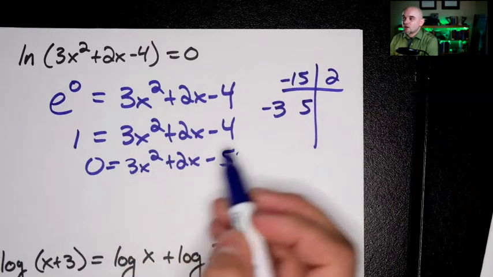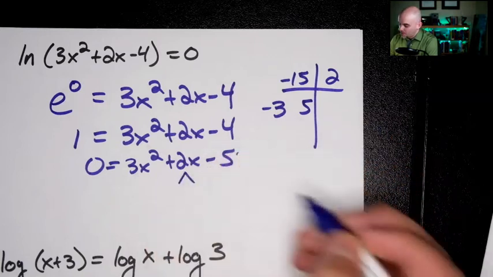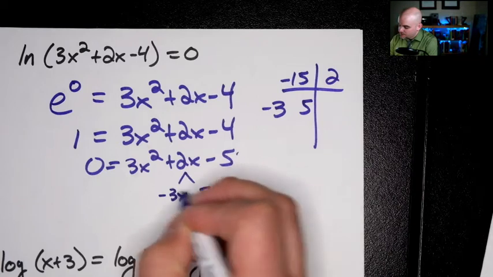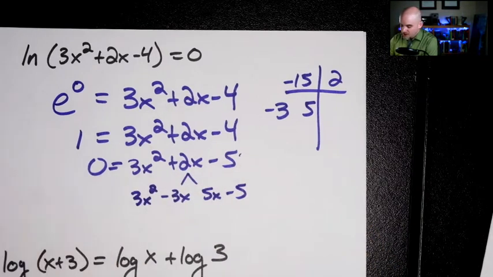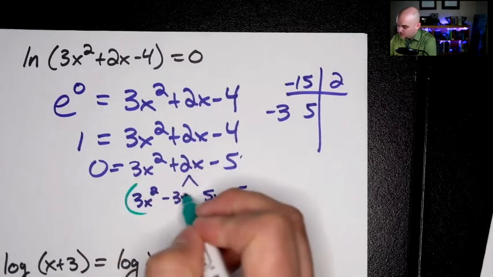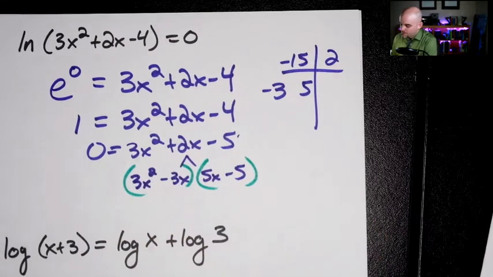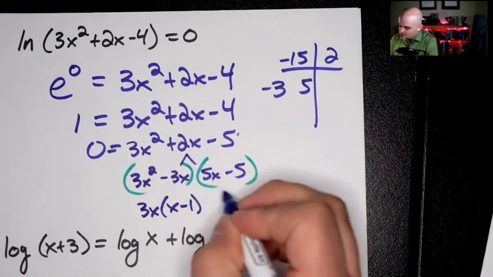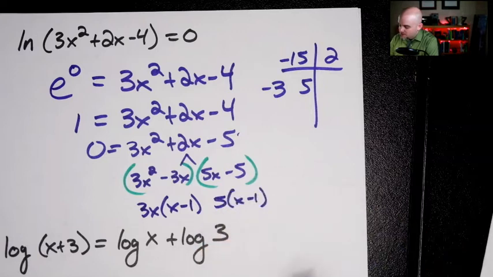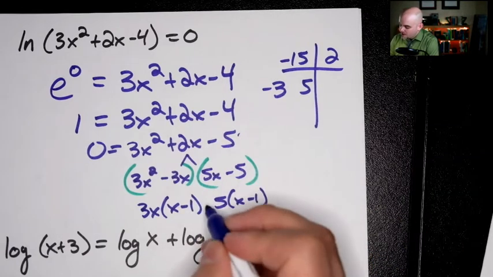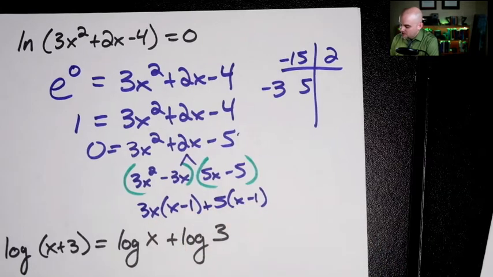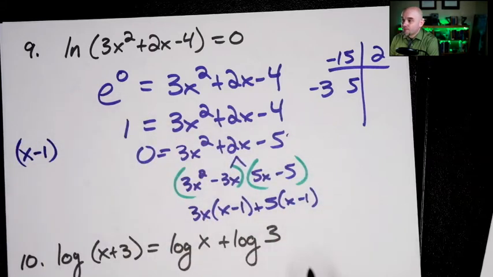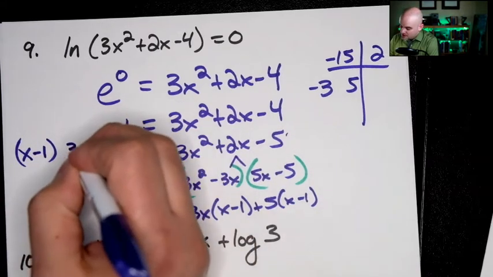I cannot take the shortcut because the leading coefficient is not 1. So I'm going to break that 2x up into negative 3x and 5x, and I'm going to factor by grouping. So I'm going to group these two together and group these two together. Factoring out a 3x here, I end up with x minus 1. Factoring out a 5 here, I get x minus 1. That's what I like to see, those two things to match up. I'm now going to factor out an x minus 1, and that's going to give me x minus 1 times 3x plus 5.